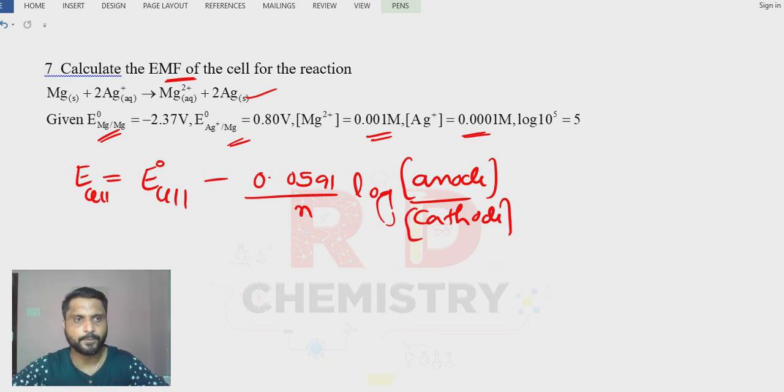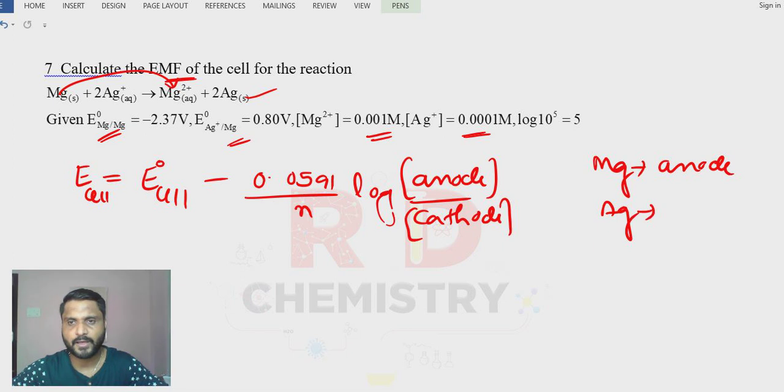Now what is the anode here? Magnesium undergoes oxidation, correct? So magnesium becomes magnesium 2 plus. So magnesium is the anode here. And silver plus 1 becomes silver, so silver is the cathode. At the cathode reduction takes place, you have to remember, okay? Now what is the n value here? It is magnesium 2 plus and silver plus 1 into 2, right? So 2 electrons are lost and 2 electrons are gained, so n is equal to 2.